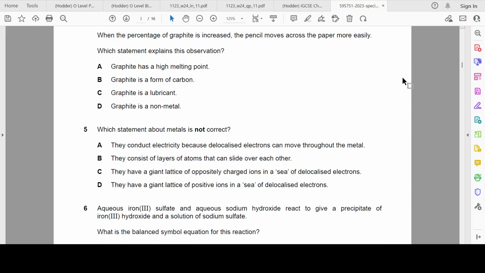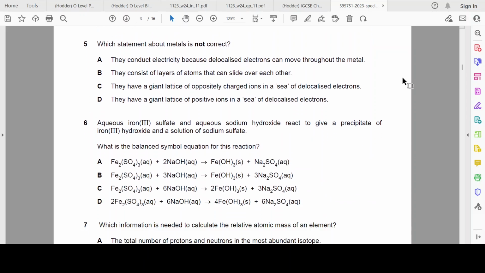So moving on to question 5. Which statement about metals is not correct? Not correct. So here you want to eliminate the ones that are correct. You're looking for the wrong statement. Don't be quick. Just read each and every statement carefully.